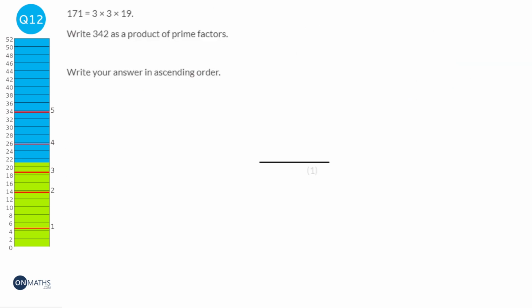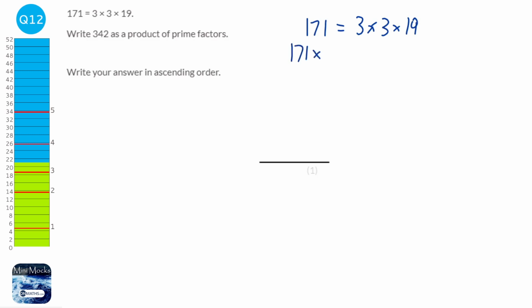So we know that 171 is 3 times 3 times 19. And what we do is we just compare 171 with 342. And we know that 171 times 2 is 342.